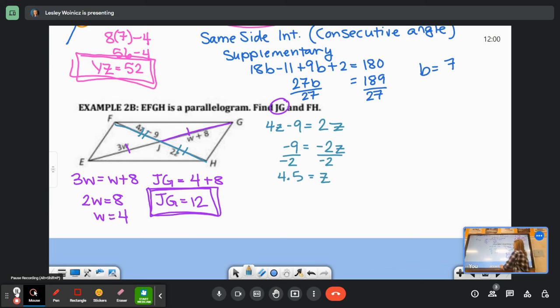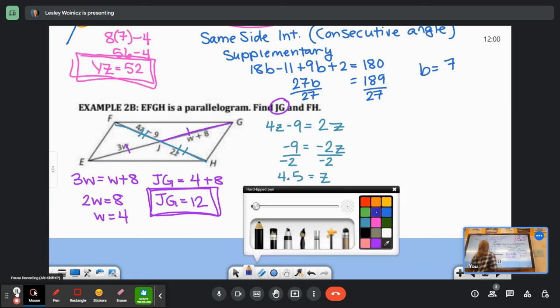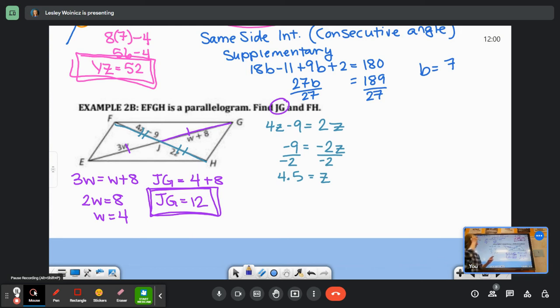Okay. So we'll just plug that in. Which one do you want to plug it into? We can plug it into both to make sure we did it right, to make sure that they're equal, and then just add them together. Okay. So let's do that. 4 times 4.5 minus 9. 4 times 4.5, is that 18 minus 9? Is that 9? Your answer is 9. Okay. 18 minus 9. Yeah.